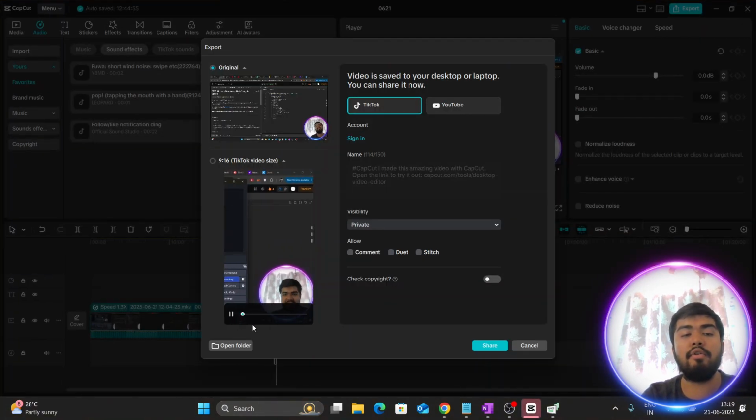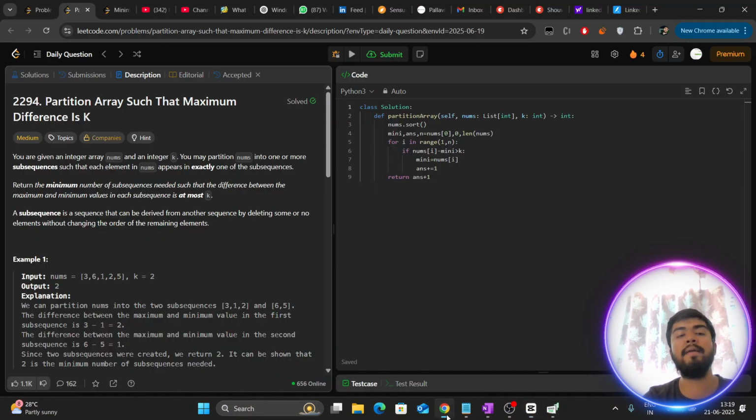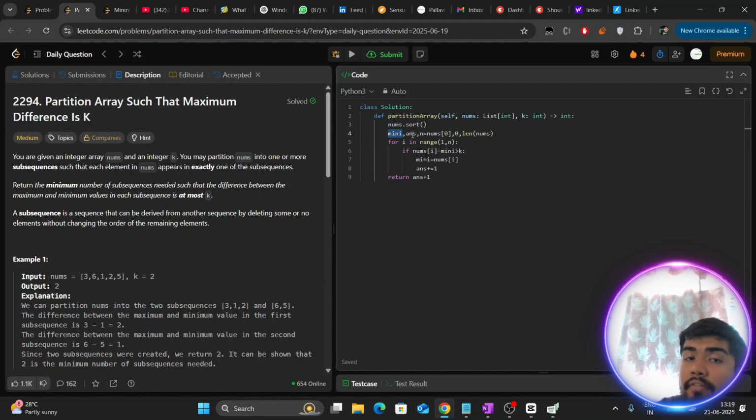So let's get started. That should be more than sufficient. Yes, that's exactly what you have to do. The code is very simple, very crisp. That is expected also. So initially you sort the array, and set mini to be nums of 0. After sorting, answer is 0, n is the length of nums, right?